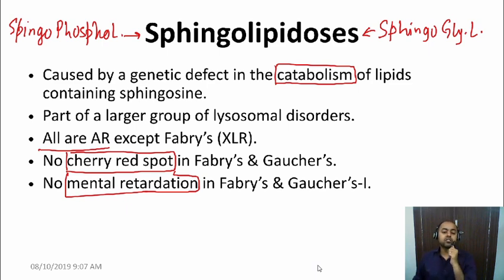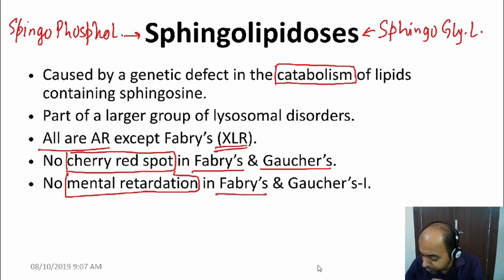However, there are certain exceptions. Fabry's is X-linked recessive. Cherry red spot is not seen in Fabry's and Gaucher's. Mental retardation is also not seen in Fabry's and Gaucher's type 1. There are three types of Gaucher's, type 1, 2 and 3. In type 1, the mental retardation may not be seen.